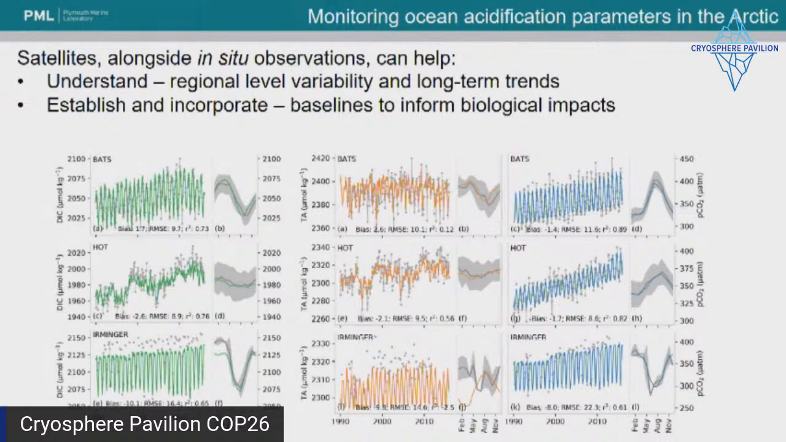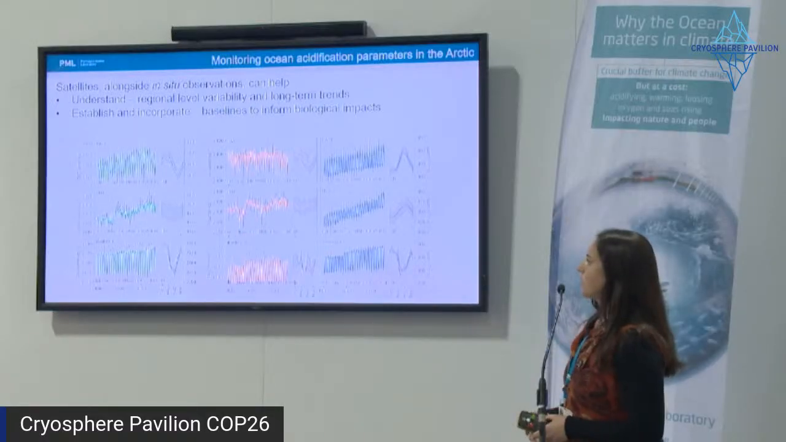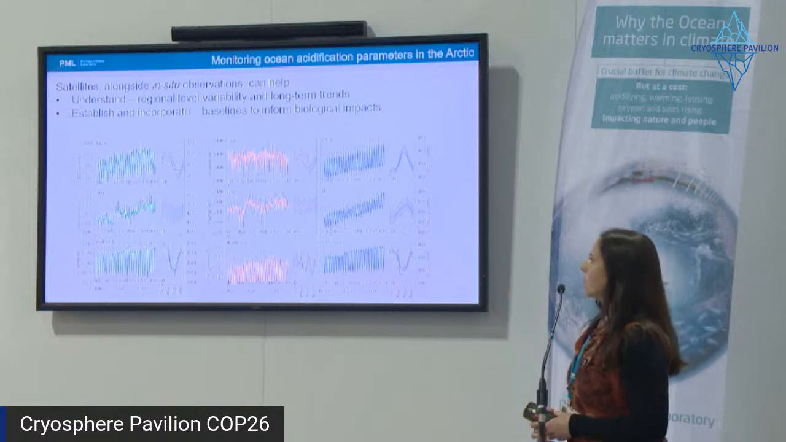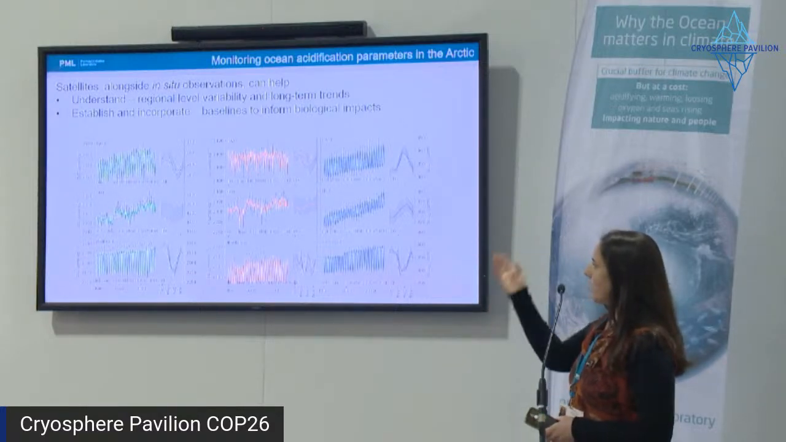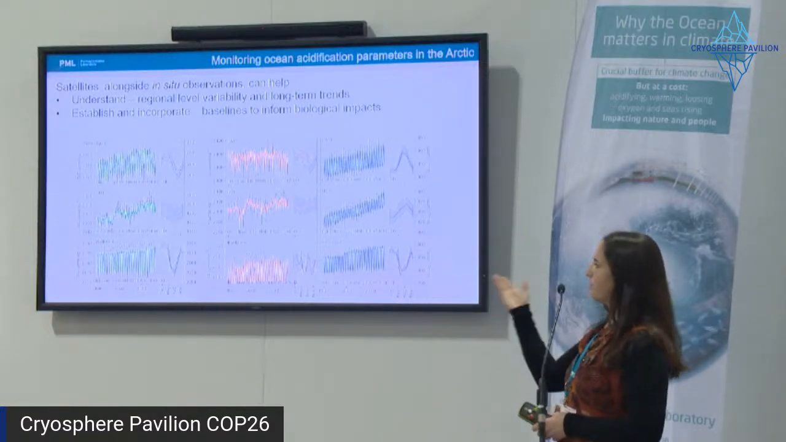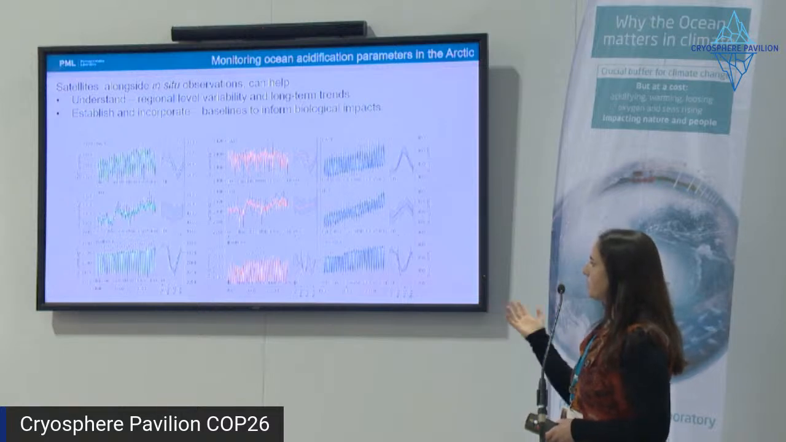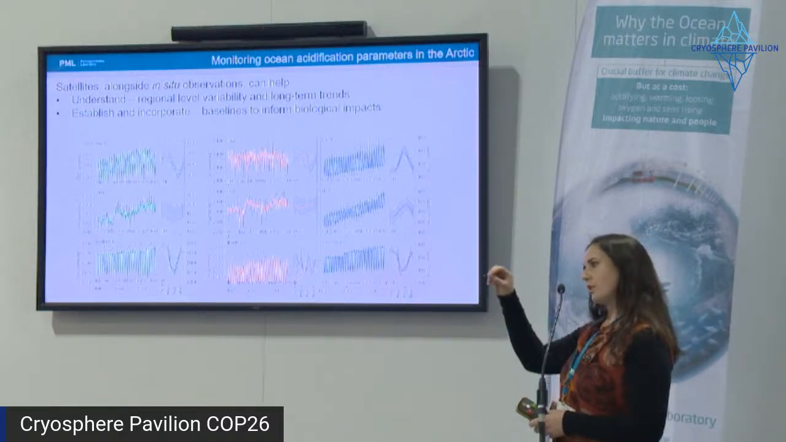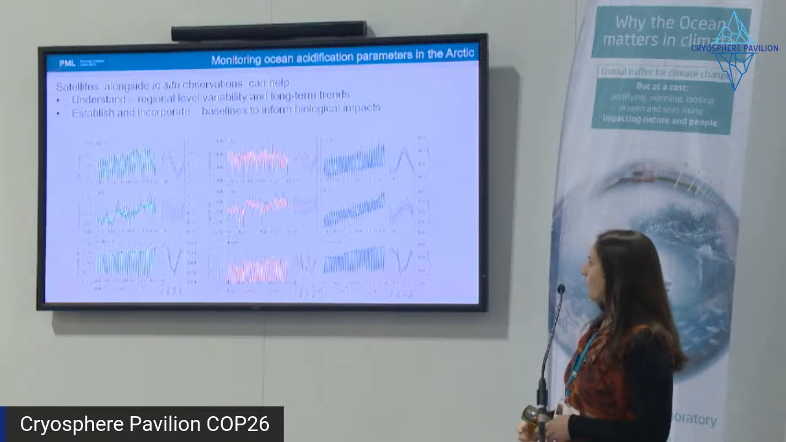These satellites, alongside traditional in situ observations, can really help us to understand regional level variability and long-term trends. So these are examples from some of the time series stations we have around the world. We've got the Bermuda Atlantic time series in the top panel, the Hawaiian Ocean time series in the middle, and the Irminger Sea time series in the bottom. And the Irminger Sea is just to the south of Iceland.